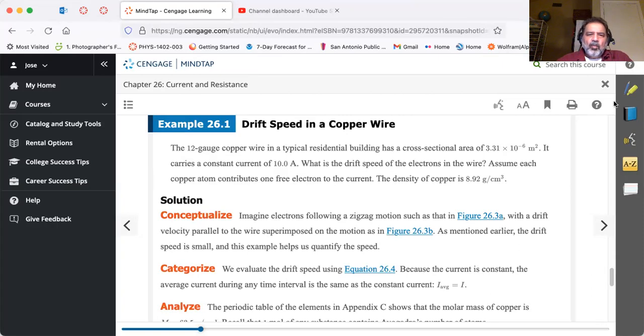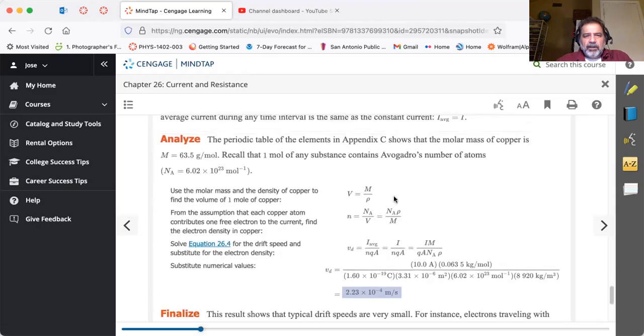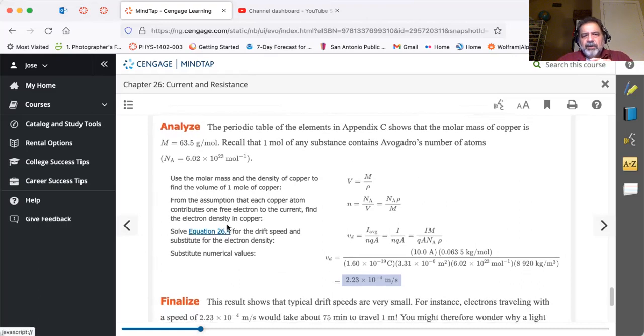I want to get over here to the analysis and how they go about doing it. I'm going to start here at the analyze. The periodic table of the elements in Appendix C shows that the molar mass of copper is 63.5 grams per mole. We recall that 1 mole of any substance contains Avogadro's number of atoms. That's 6.02 times 10 to the 23 inverse moles. So they use the molar mass and the density of copper to find the volume of 1 mole of copper.